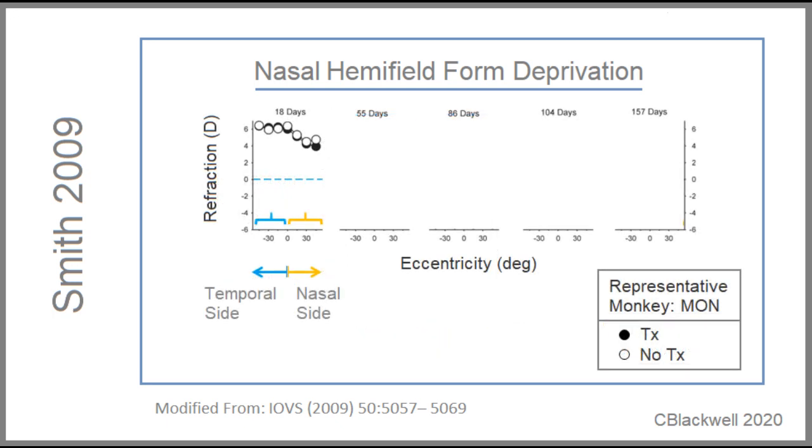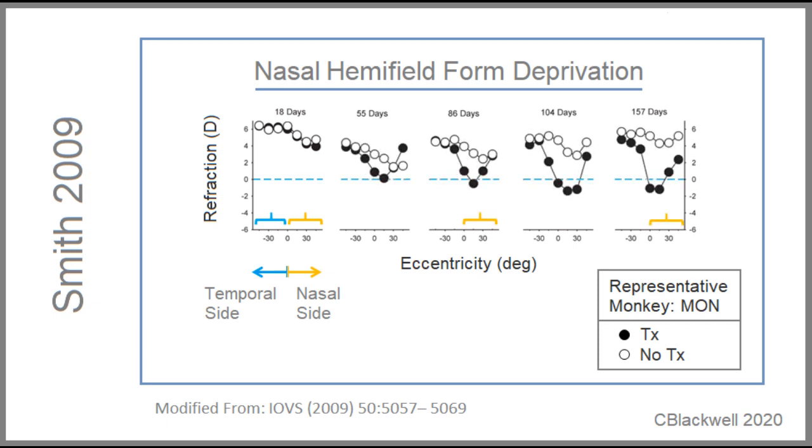Here is the refraction result from a representative subject. The black circles are the eye that was treated, the white circles are the eye that was untreated. The nasal side, indicated by the gold bracket, is the side that is obscured by the lens. Over time, clearly it becomes more myopic, while the temporal side remains near the control. So, emmetropization control is further localized within the eye.